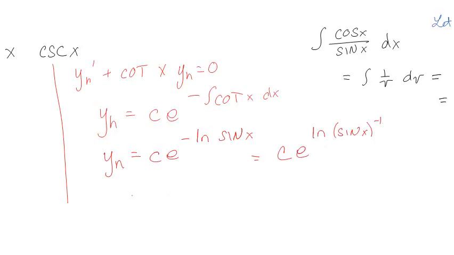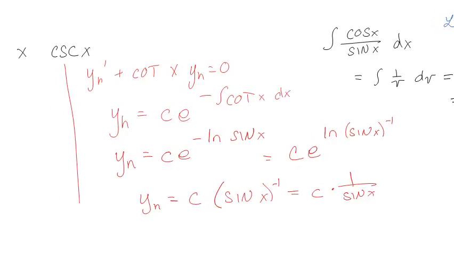And the e to the natural log thing is just sine x to the negative 1, because, right, it's e to the natural log, they're just like inverse functions of each other. So that's just c times 1 over sine of x. So there's my homogeneous solution. Fantastic. See, I can do math.